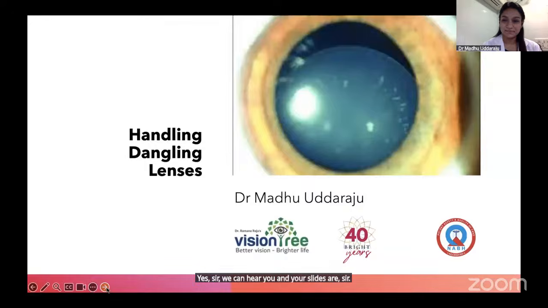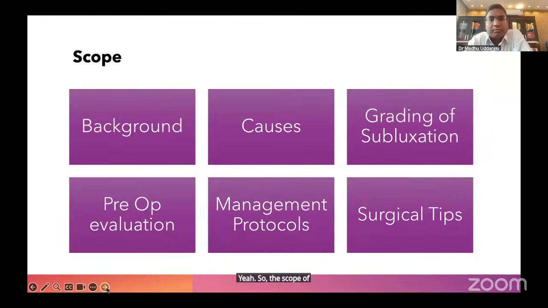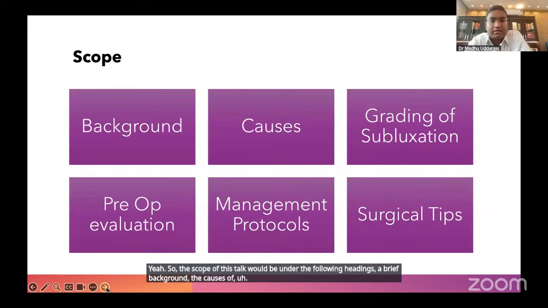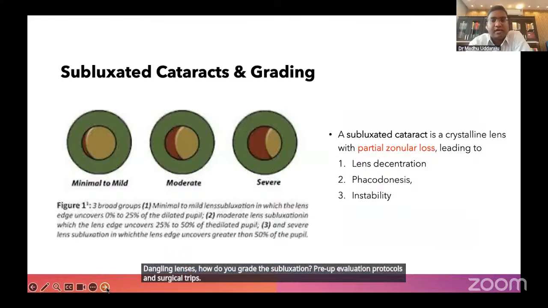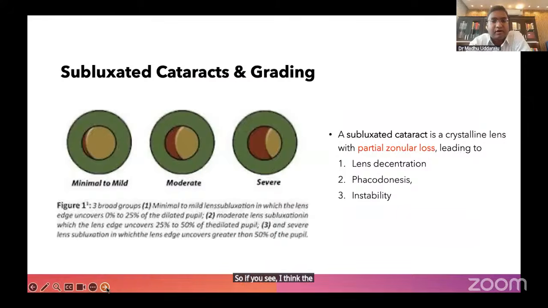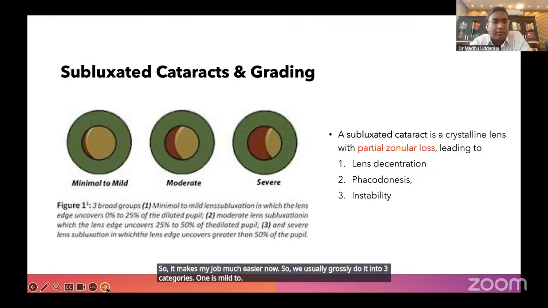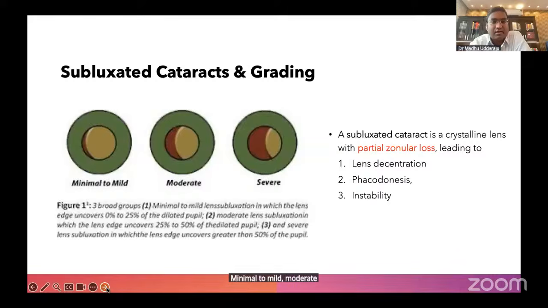So the scope of this talk would be under the following headings: a brief background, the causes of dangling lenses, how do you grade the subluxation, pre-op evaluation, protocols, and surgical tips. I think the previous speakers have covered it so beautifully, so it makes my job much easier now. We usually grossly divide it into three categories: minimal to mild, moderate, and severe subluxation. That is how you see in these pictures here.